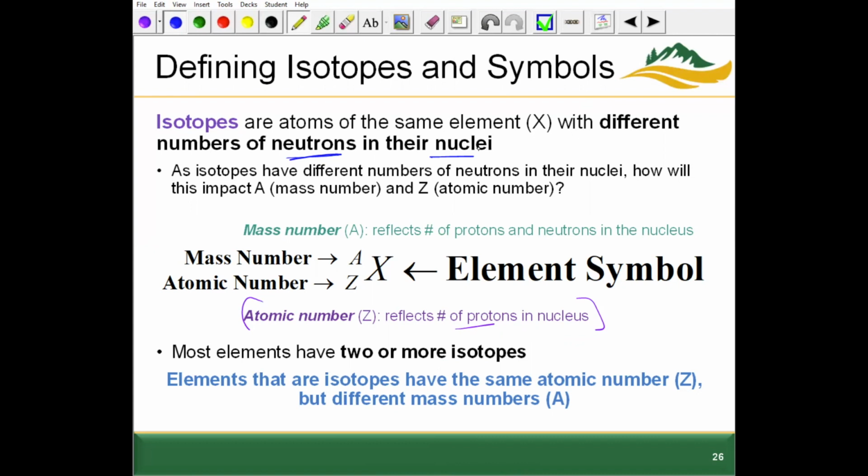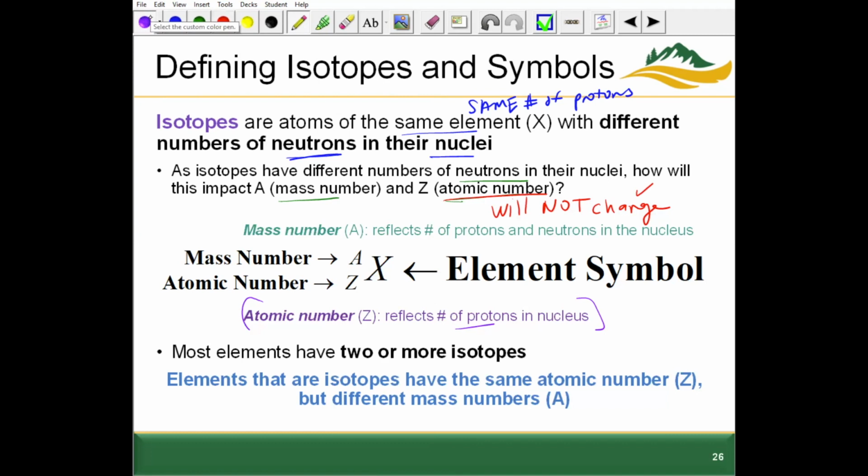So for isotopes, it's the same element, meaning it's the same number of protons, right? That's how we should read that. Same element, same number of protons. So same element with different number of neutrons now. Think about this question. As isotopes have different numbers of neutrons, how will this impact the mass number and the atomic number? So hopefully you recognize that the atomic number will not change, right? The atomic number for an element will not change if it's the same element. The number of protons does not change, therefore the atomic number does not change.